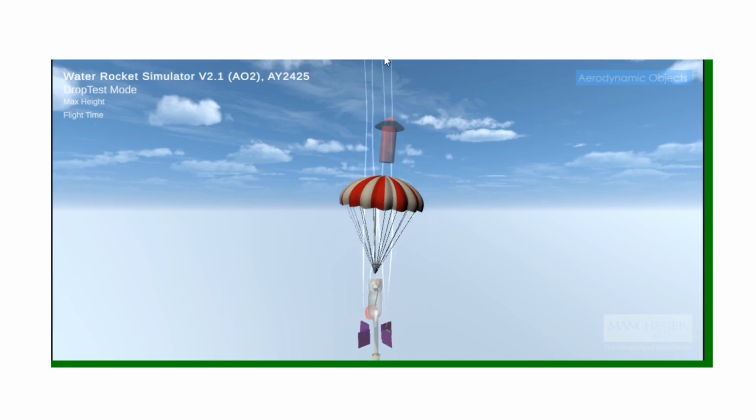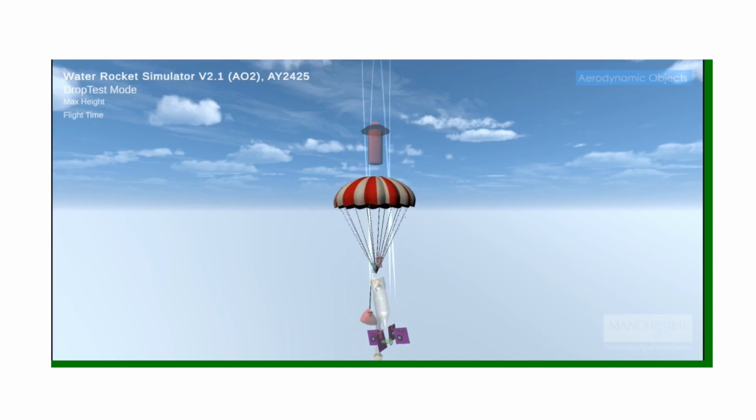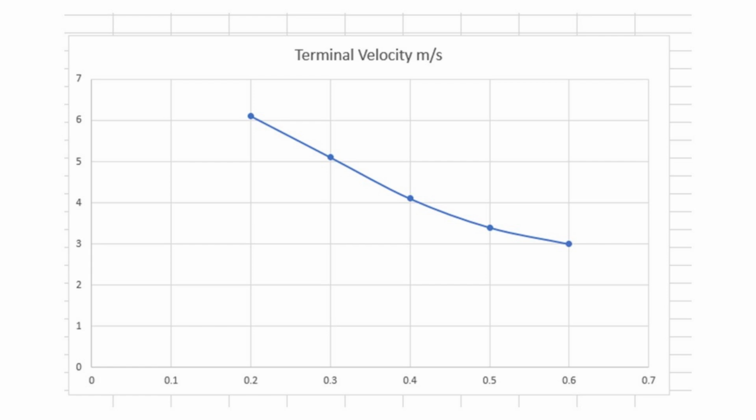We used Unity to collect data about the terminal velocity of each parachute diameter and created a graph. This graph has a linear relation till 0.5 meters, where the increase in benefit decreases. So we decided to use a diameter of 0.5 meters for our parachute.